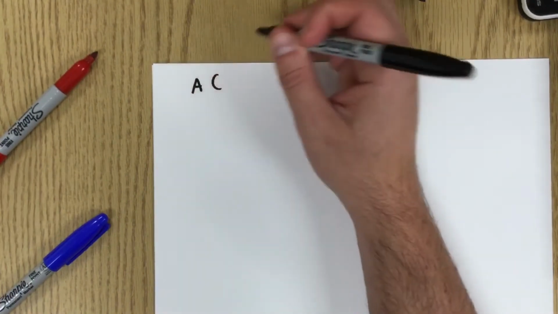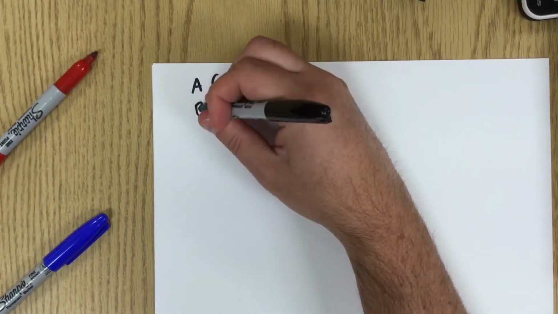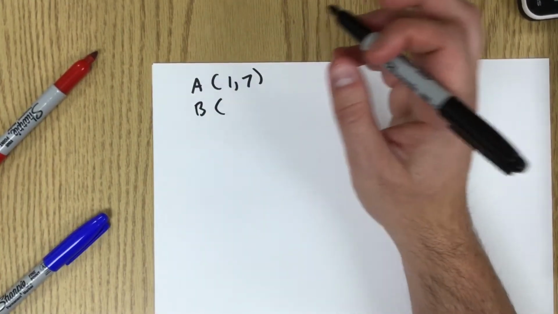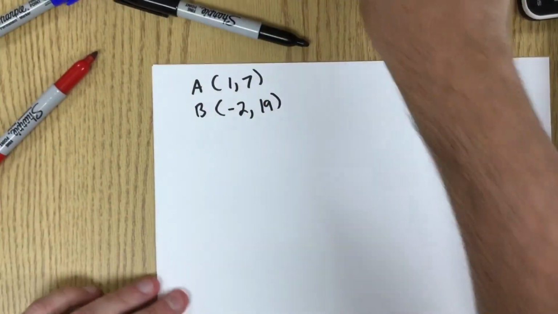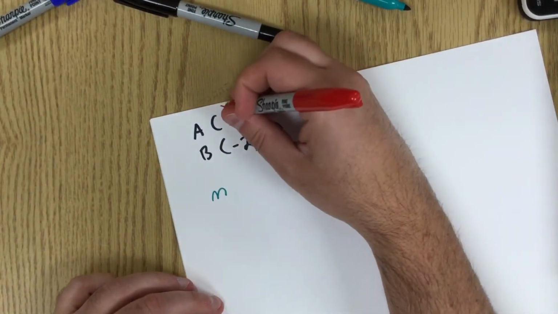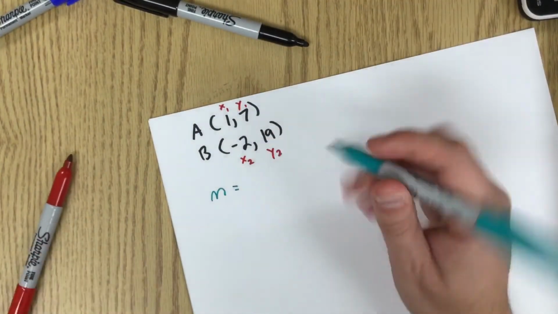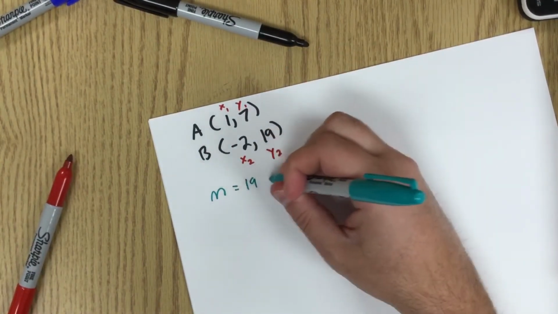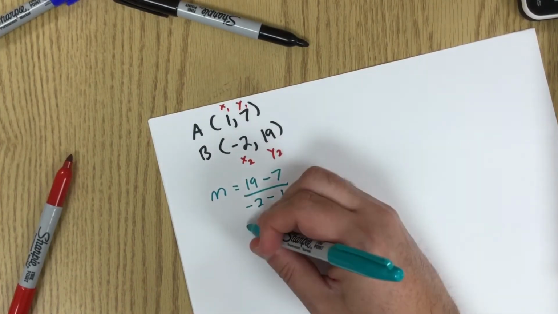Let's do one more example. So let's say we have a point. I'm going to call it point A for no good reason. I'm going to call the next point point B. I'm going to say that has a minus 2 and 19. And I want the equation of the line that goes through those points. So m is x, y, x1, y1, x2, y2. y2 minus y1 is going to be 19 minus 7. x2 minus x1 is minus 2 minus 1.